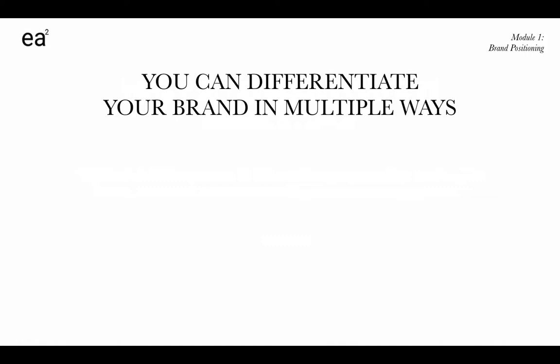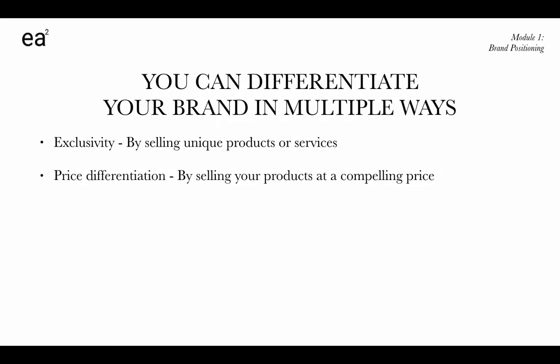But here we want to talk about differentiation in the e-commerce context, how you can apply differentiation to your e-commerce business. You can differentiate your brand in multiple ways. You can differentiate on exclusivity by selling unique products or services. You can differentiate on price, that is by selling your products at a compelling price.